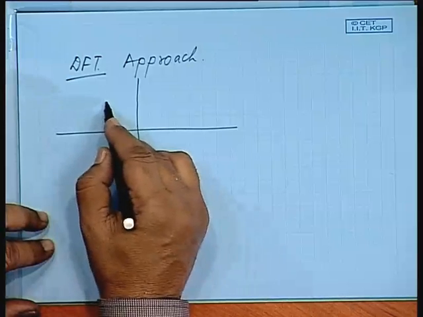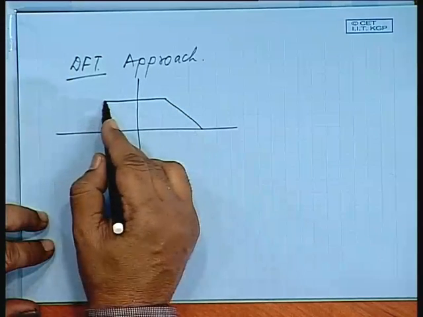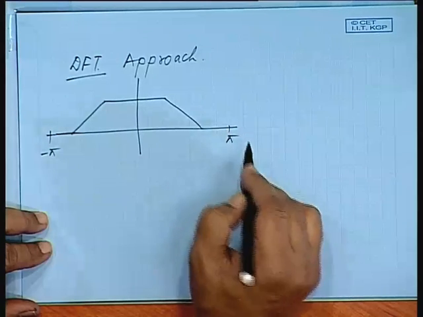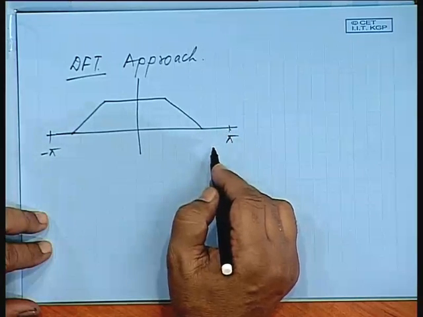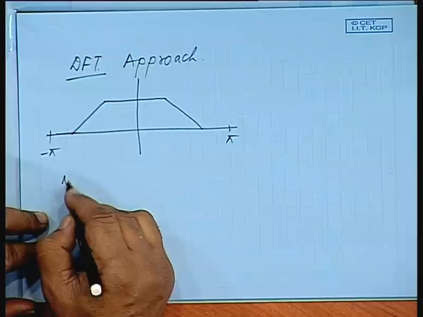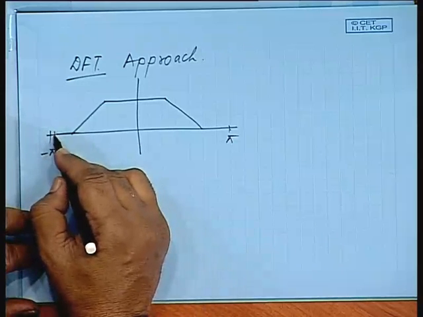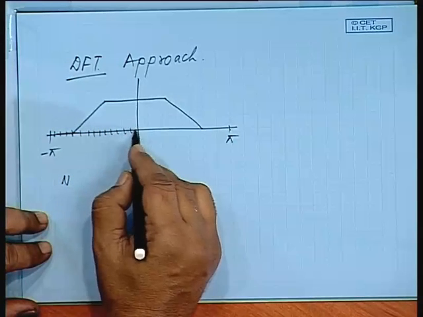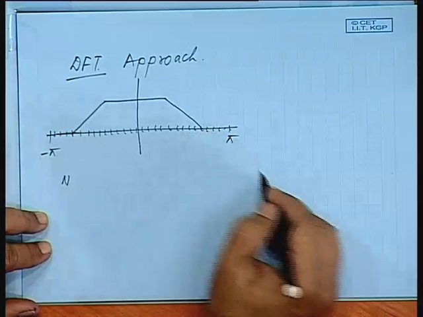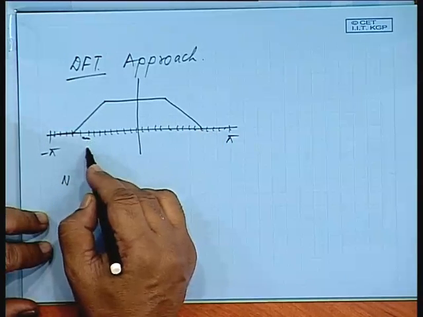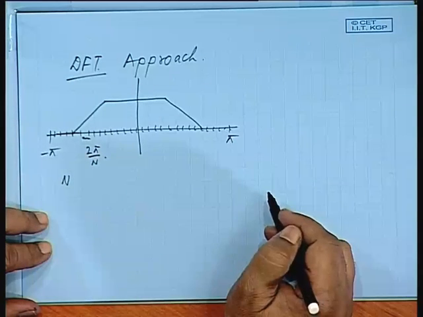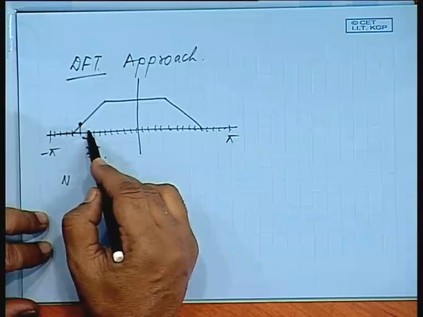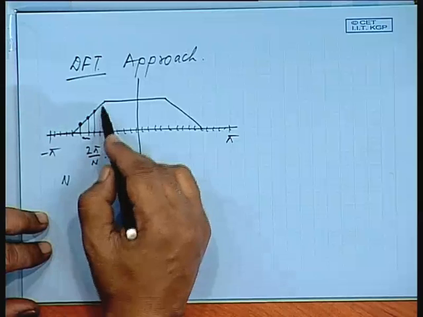So, suppose you are having a filter function given like this, desired function like this, this is minus pi, this is plus pi. So, I can always have a large number of points, say n, large number of points at intervals of 2 pi by n. Like this. So, these intervals will be 2 pi by n. So, there will be many zeros, and I am taking the values only at these points, is it not?